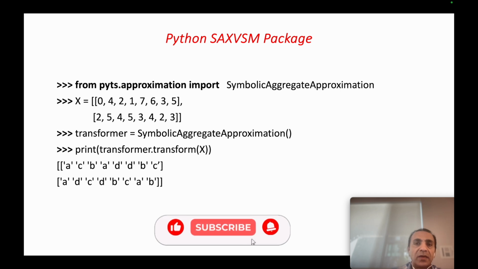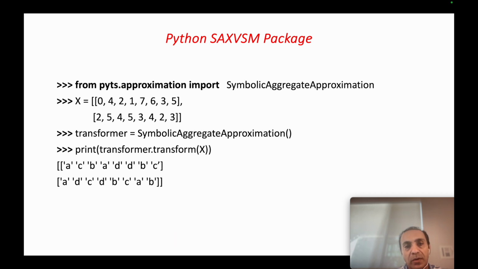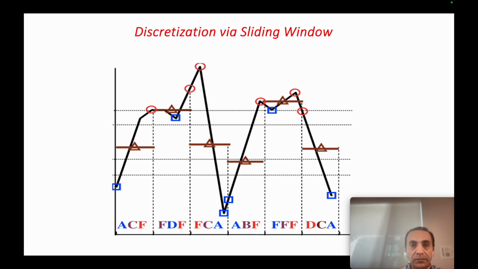So in Python, we can implement this algorithm using python.approximation, from which we can import symbolic aggregate approximation. And here's a simple example where we converted the time series X using the transformer method, and the whole time series is now converted into a bag of words. So this is how it is implemented.